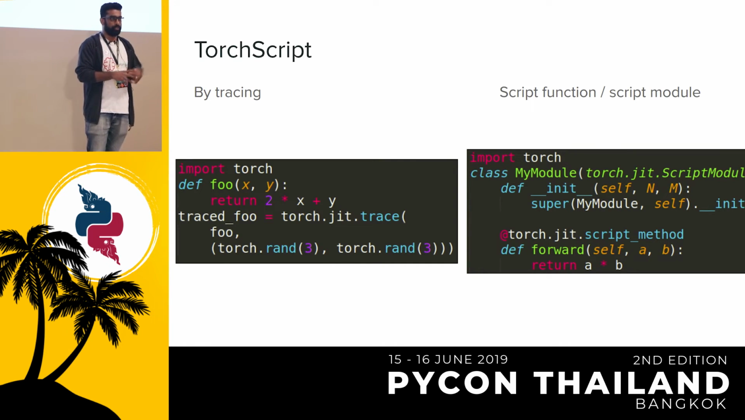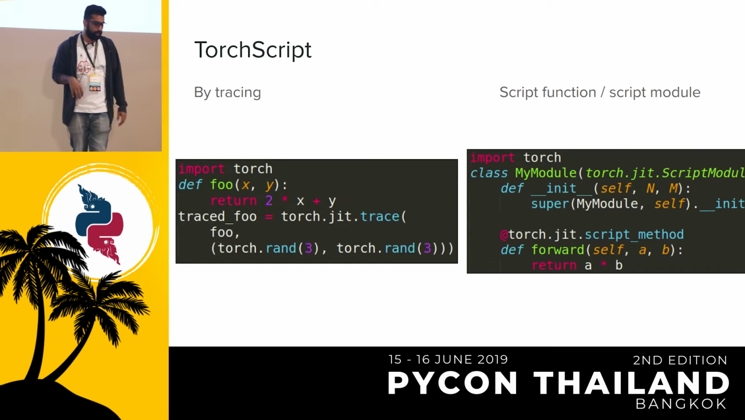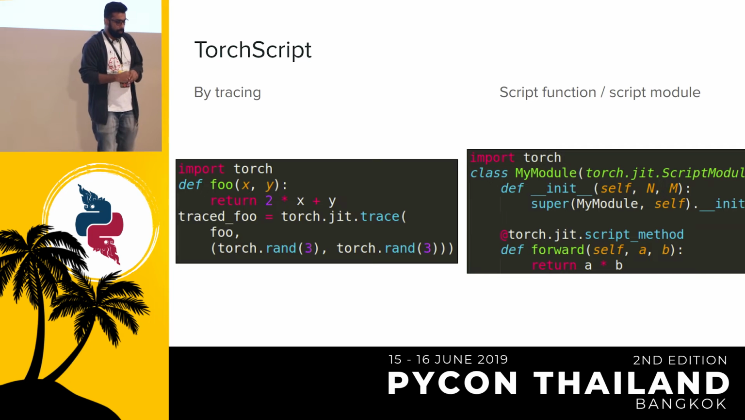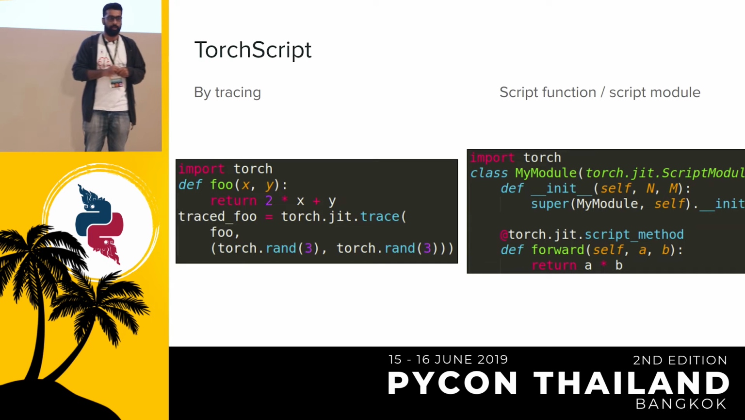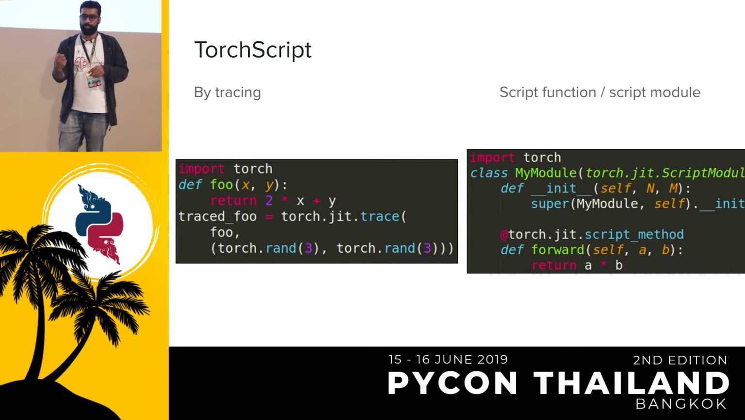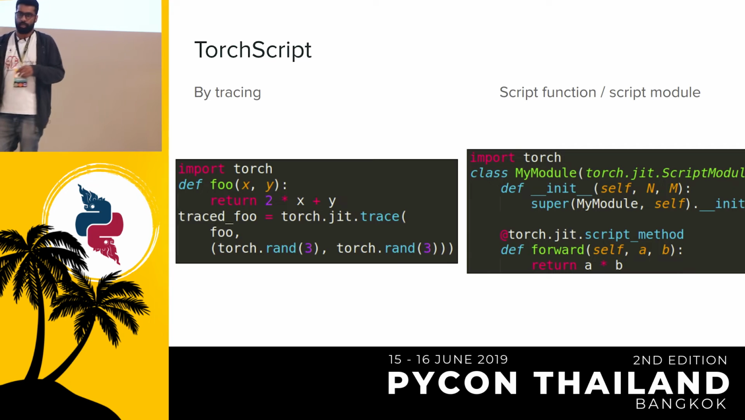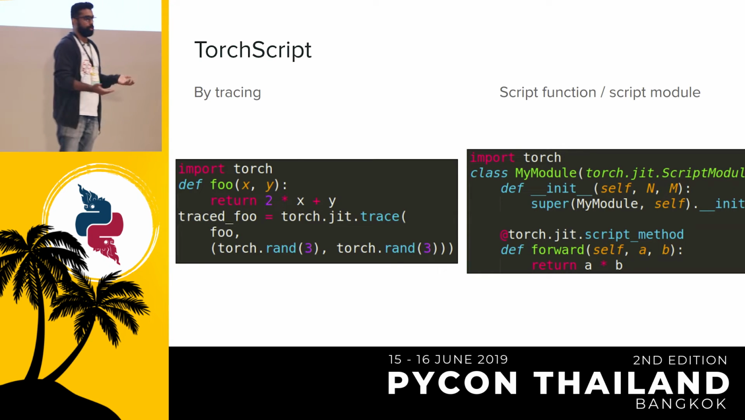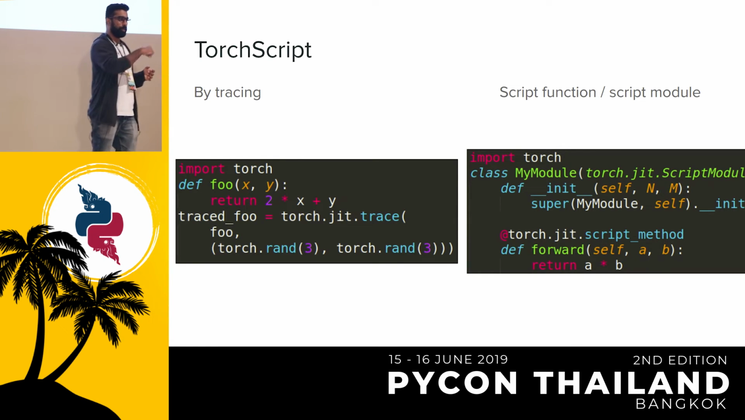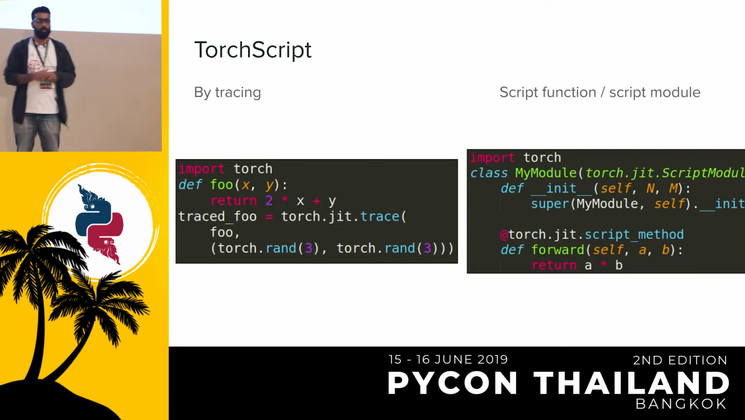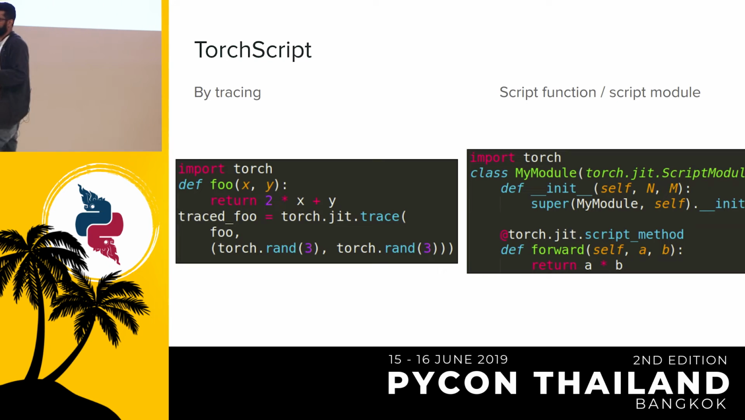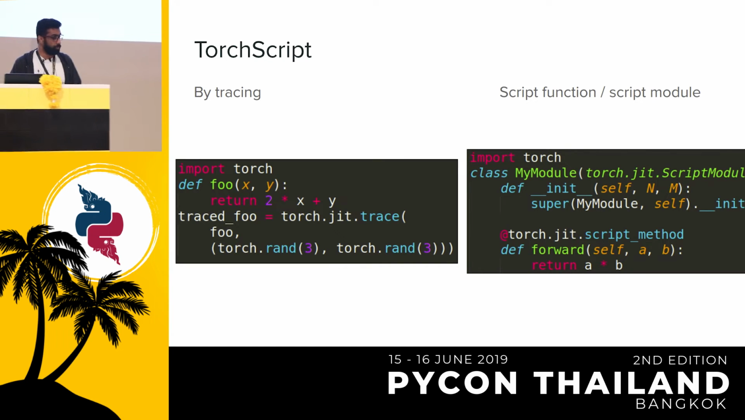One is by tracing. In this example, you have the foo function that takes x and y, which could be tensors. Then you use the torch.jit.trace API and pass a sample example. PyTorch takes that sample example, runs it through your function or model, and while running through it, PyTorch records the operations, and those operations are then converted to a graph representation which is super optimized.